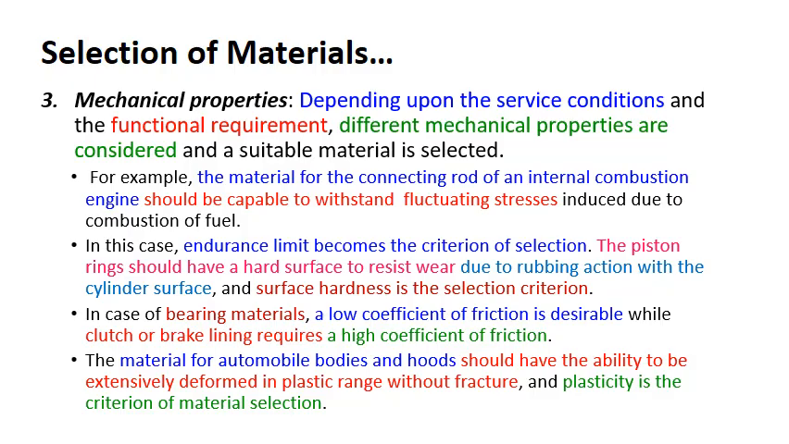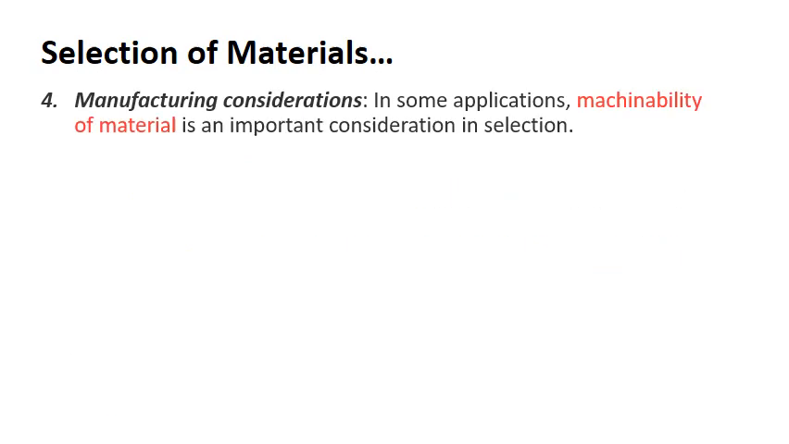And if you're selecting material to manufacture automobile bodies and hoods, I have to shape it, I have to form it into complex shapes, right? Usually the automobile hoods are shaped by metal forming methods, which means they are extensively deformed in the plastic range without any fracture. So here, plasticity of the material, the strength coefficient and strain hardening exponent govern the material selection. The third factor. Fourth, manufacturing considerations, right?